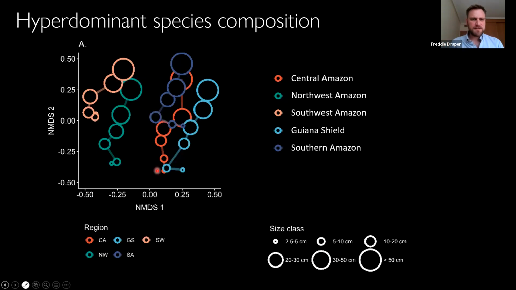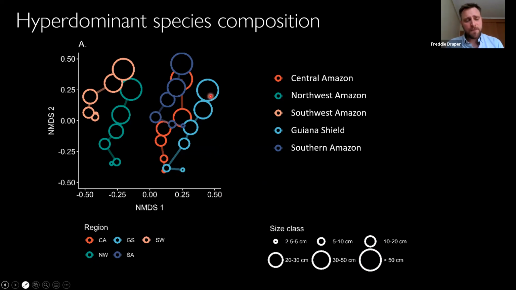We can also summarize these patterns of hyperdominant species composition with these ordination graphs. So this is another NMDS, which again is a summary of species composition across these different strata. This is just hyperdominant species across the 6 different size classes, 6 different strata, from the smallest, which are small understory trees, to the largest rings, which are the large emergent and canopy trees. And then the colors again correspond to the different regions.